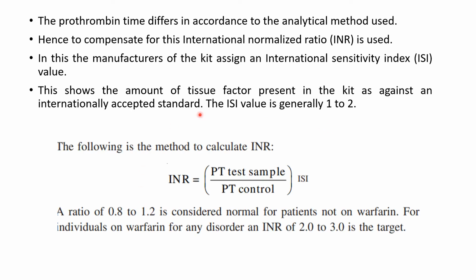Now this method can be used wherein the prothrombin or clotting time for the test sample versus control is compared, and the ratio should be between 0.8 to 1.2. This is considered to be normal for patients who are not taking any medication like warfarin. And in the case of individuals who are consuming this particular medicine, or have any other disorder, then the value will be around 2 to 3.